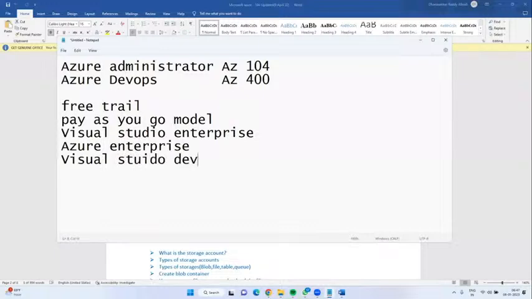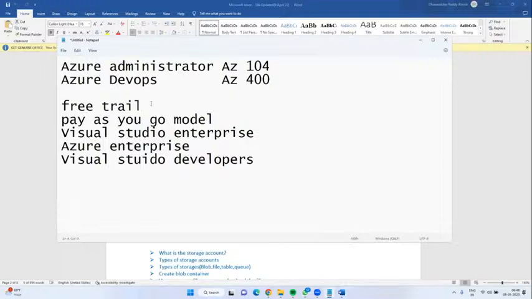Like that, we have around 20 plus subscriptions. Next, we have the student license. Visual Studio Enterprise, Visual Studio Developer, Visual Studio Students. We have n number of subscriptions. So as per your business requirement, we can choose one of the subscriptions, then we will host all project related services.